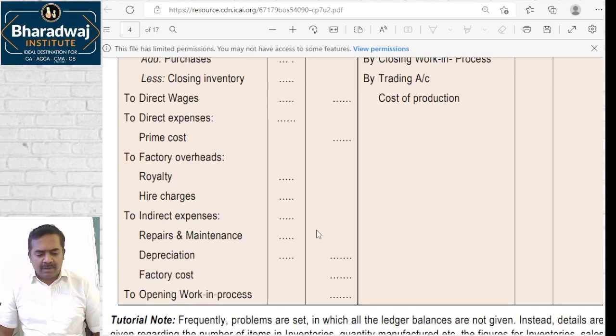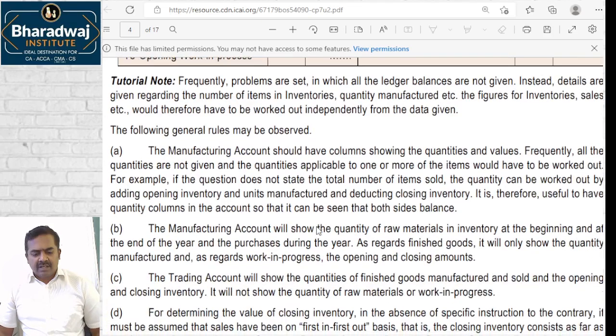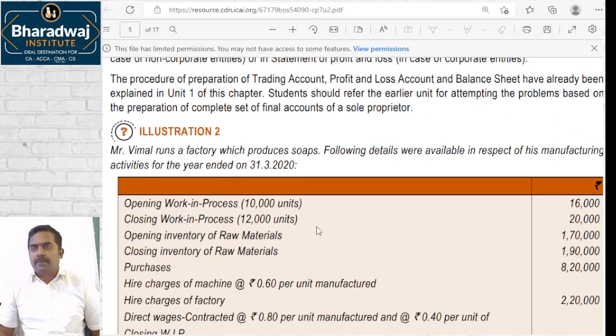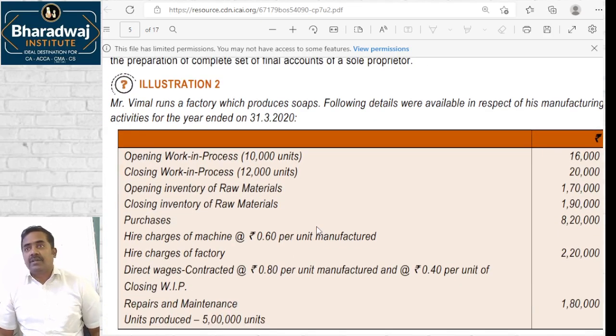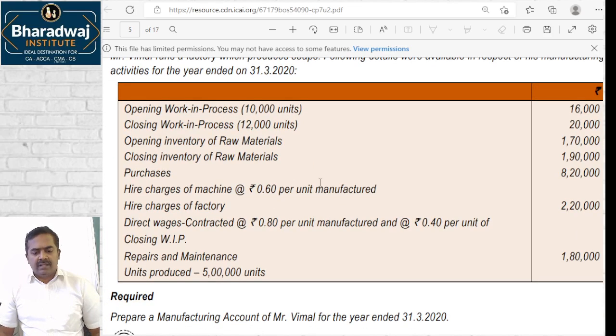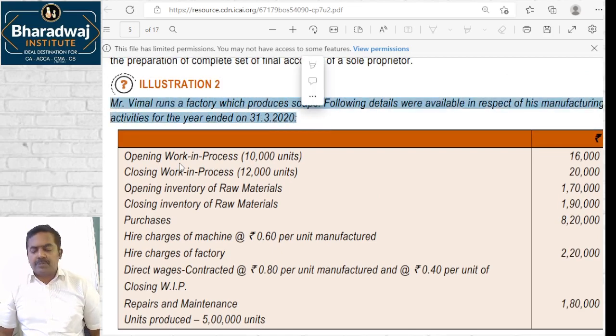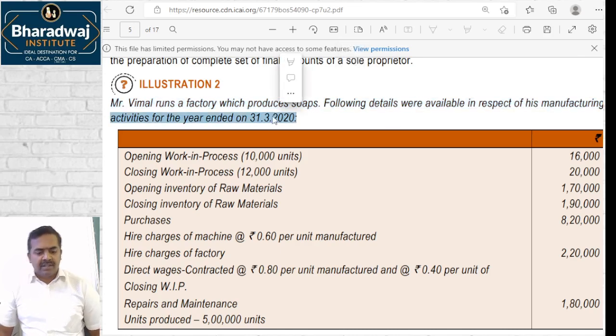Now coming back to the material. You can bring the material, no problem, we can just go to the display itself, sufficient. Understood? Then after preparing the manufacturing account, you will prepare which account? Trading P&L account. Now this is an illustration from your material. We are going to go through that. Bimal runs a factory which produces which one? Soaps.